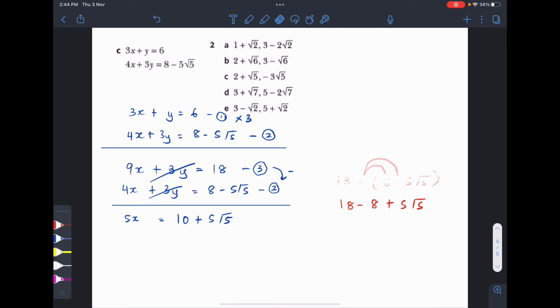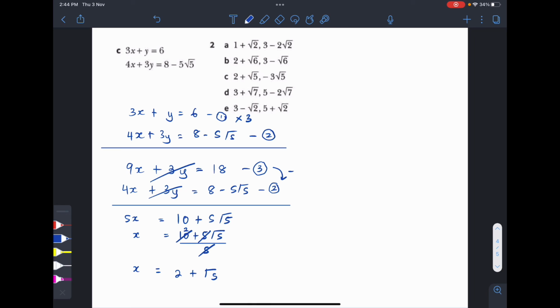Alright, and let's continue this. I think I can simplify this easily. So x equals 10 plus 5 root 5 over 5. So the 5 can cancel with the 5, and you can cancel with the 10. 10 will become 2. So I'll be left with 2 plus root 5. Great. Check. Always check, guys. Okay, cool. Do we have the same answers? Yes, we do.